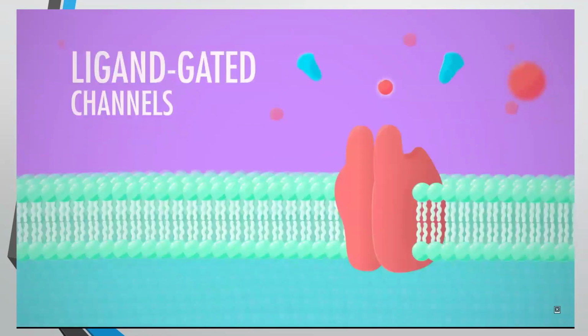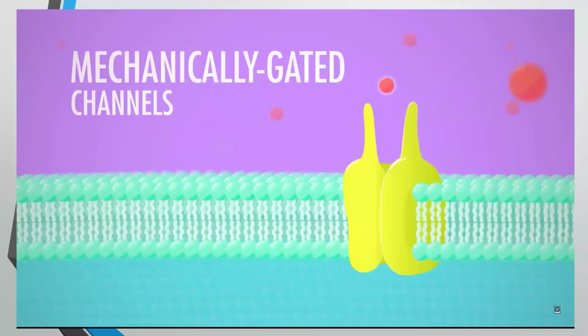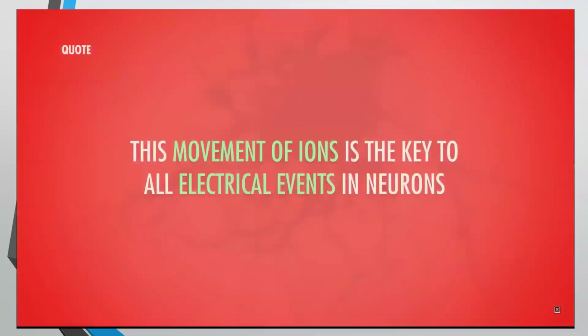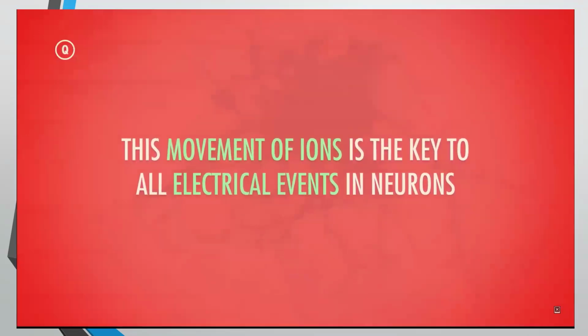But some others are ligand-gated channels. They only open up when a specific neurotransmitter, like serotonin or a hormone, latches onto it. Then we also have mechanically gated channels, which open in response to physically stretching the membrane. In any case, when the gates do open, ions quickly diffuse across that membrane down their electrochemical gradient, evening out the concentrations and running away from other positively charged ions. This movement of ions is the key to all electrical events in neurons, and thus is the force behind every single thing we think, do, and feel.